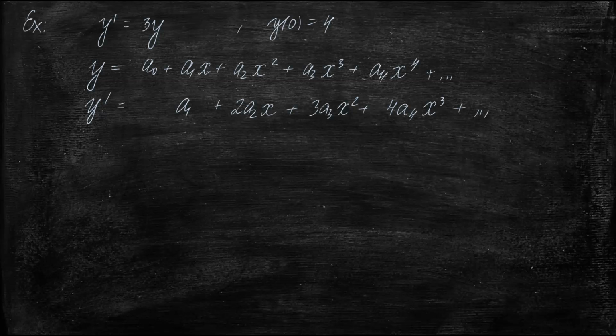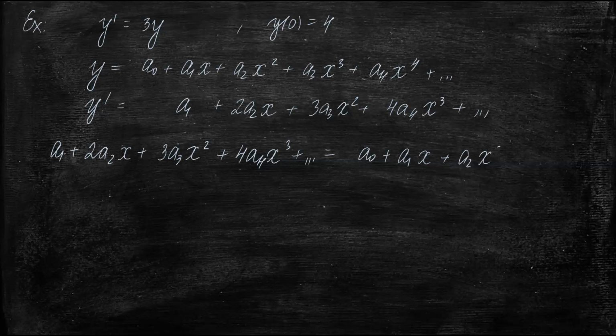And what we're going to do next is we're going to restate the problem, but instead of y and y prime, we're going to use the power series. So we have a1, so the y prime is the derivative on the left hand side. And on the right side, we have y, but it is multiplied by 3. And we can simplify the left and the right hand sides.